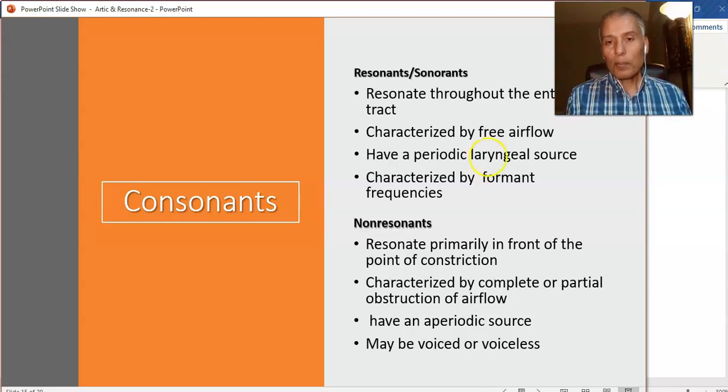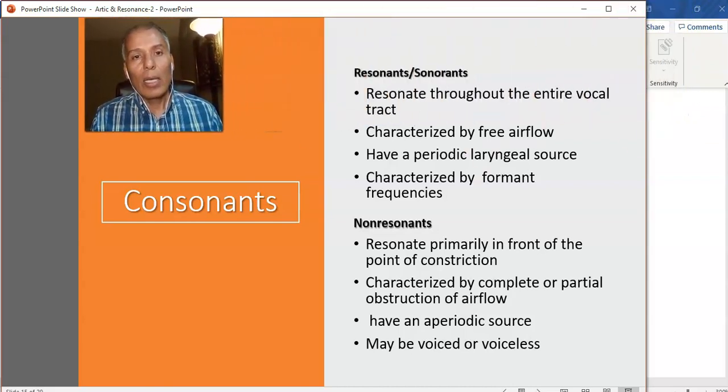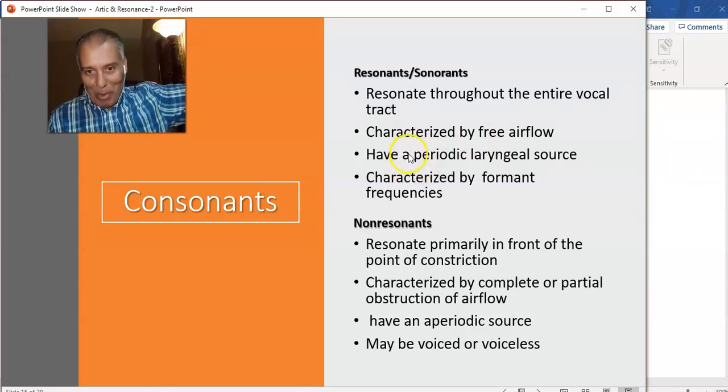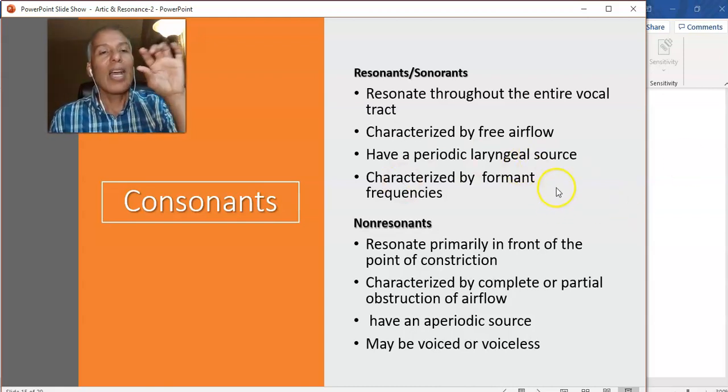Resonant consonants, they resonate along the entire vocal tract. They're very similar to vowels. They have a free airflow. Like when you say m, you can go indefinitely. They can go on and on. They have one periodic laryngeal source, and of course they can have another non-periodic source. They have formant values as well, very similar to vowels.